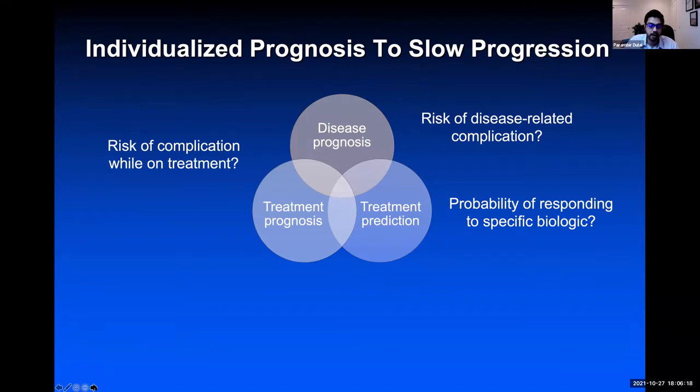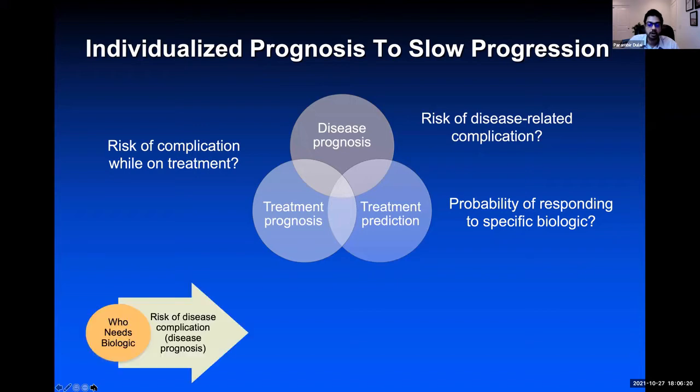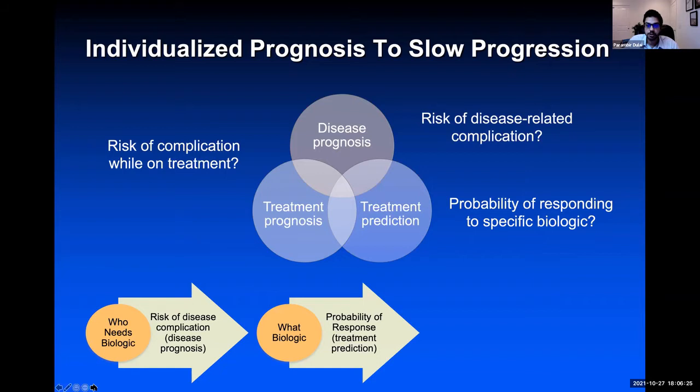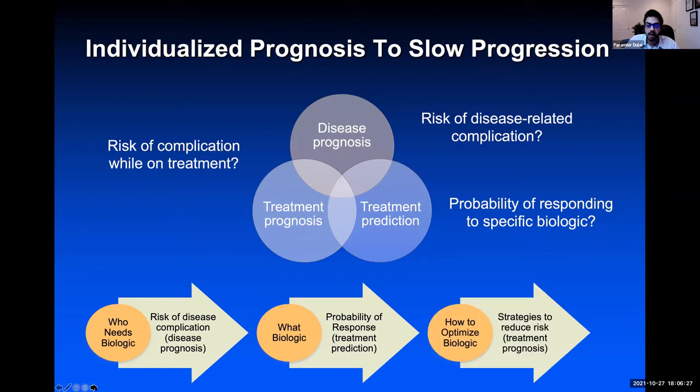There are three different scenarios, but what they help you answer is: who needs a biologic? What biologic should you use? And how do you optimize that biologic once you started it to continue to reduce that risk of a complication?